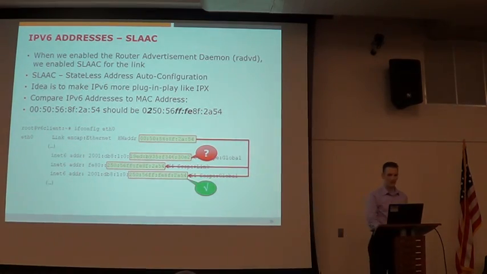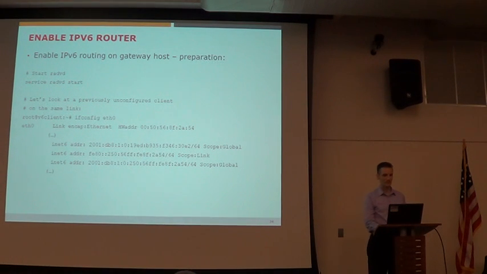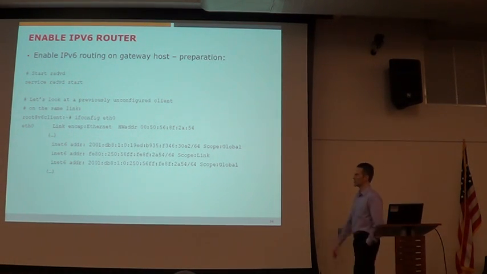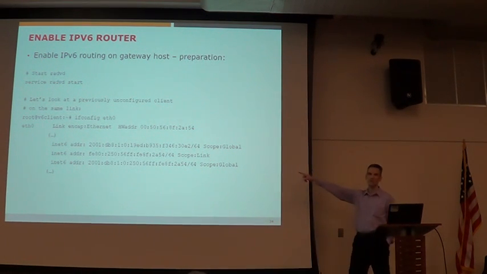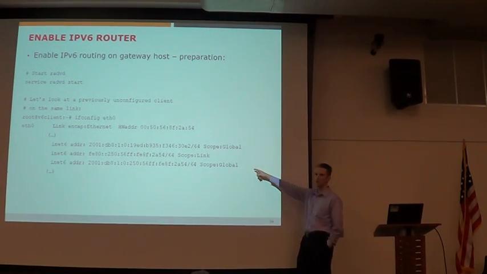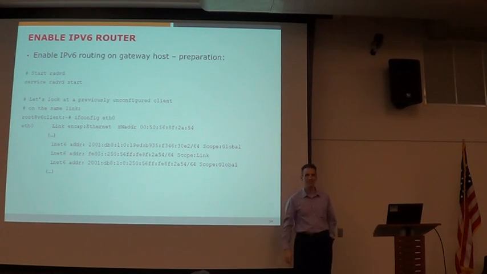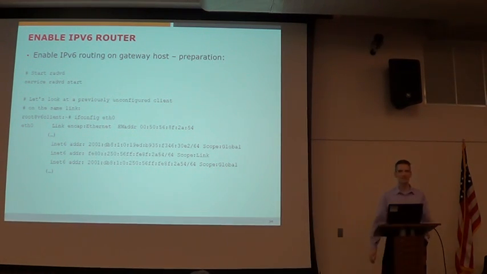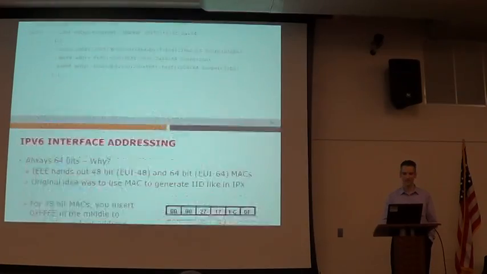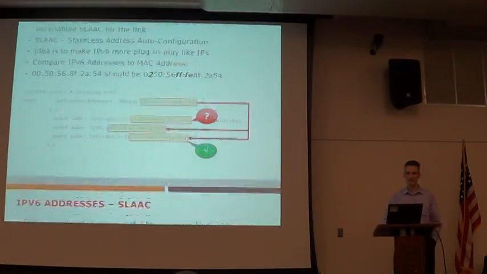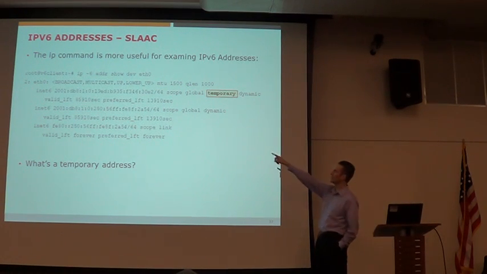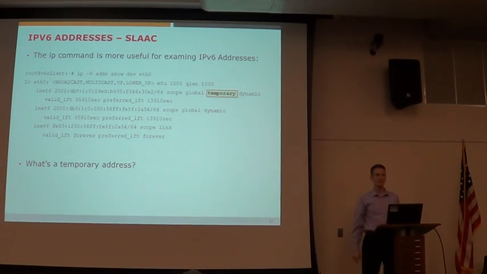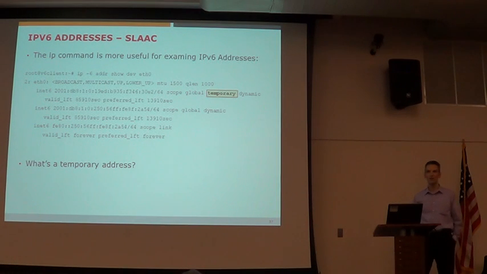And I guess the other question that I usually get is, as soon as I turned on the router for it to advertise the network prefix, all of my hosts have two addresses. Why do they have two? Public and local? If I look at it from the IP command, it'll actually show me a little more detail. One of them is a temporary address.